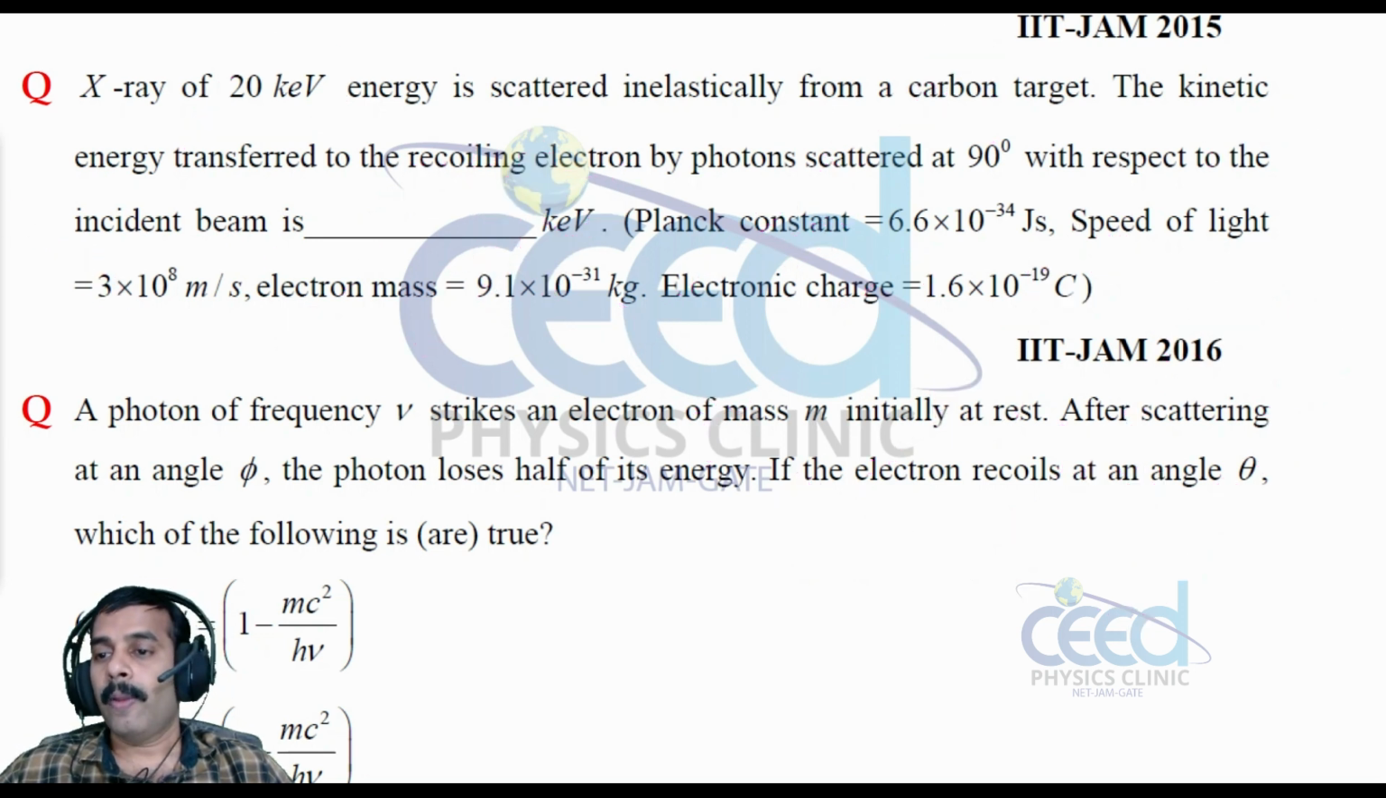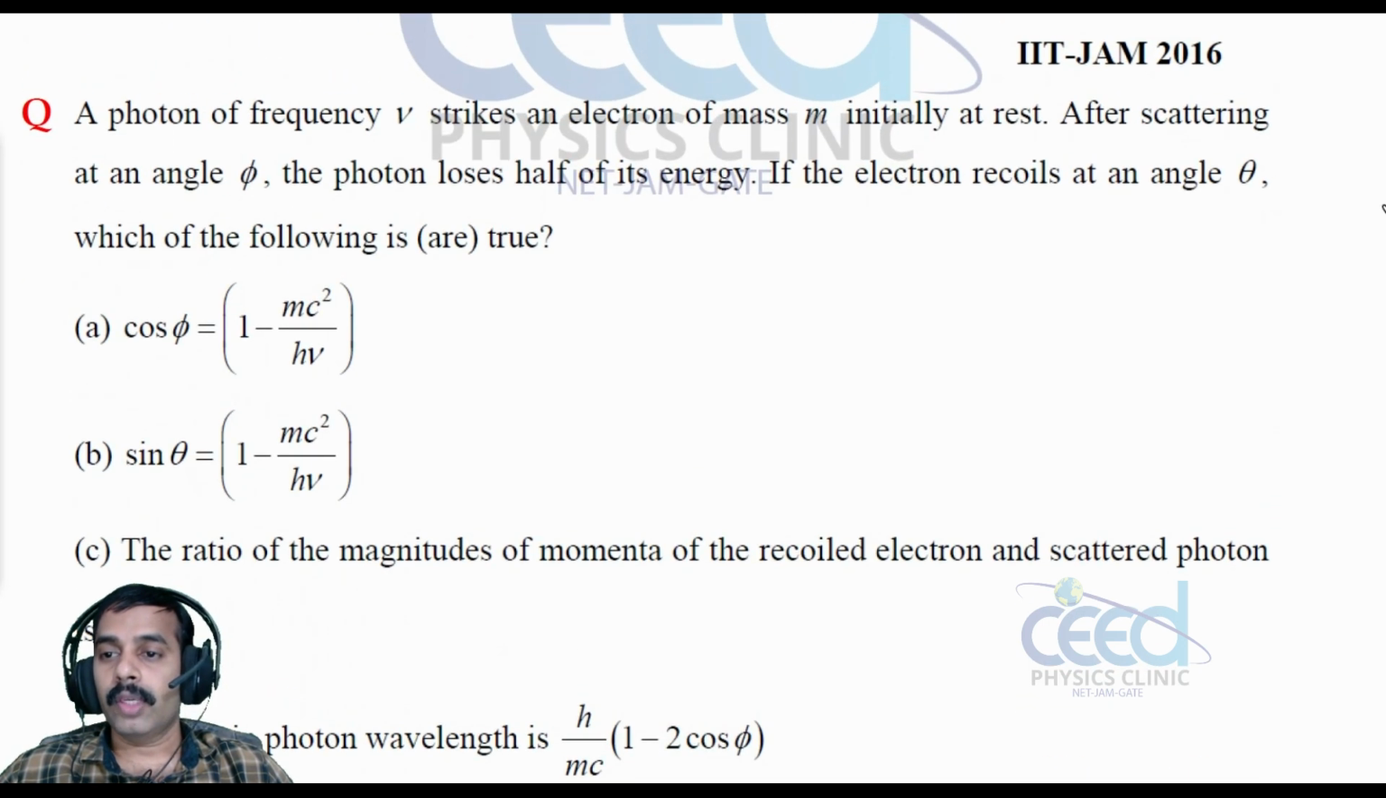Now let us come to another problem. A photon of frequency nu strikes an electron of mass m initially at rest. After scattering at an angle phi, the photon loses half of its energy. The electron recoils at an angle theta. Which of the following is or are true? So it may be a multiple option correct question.